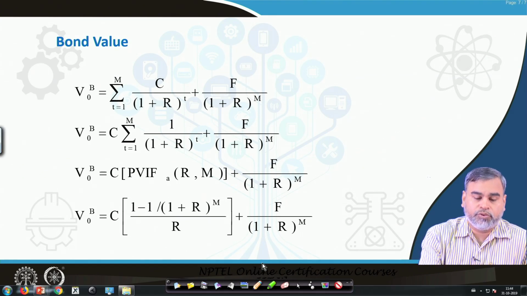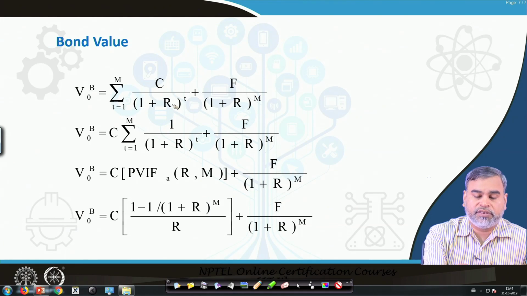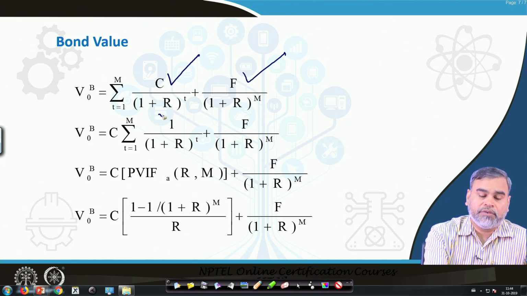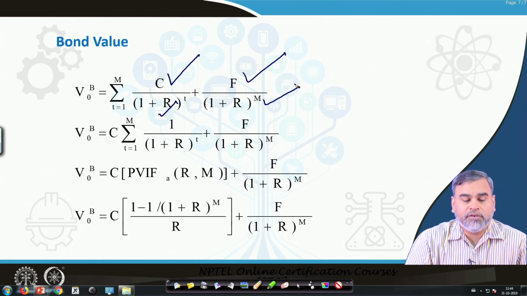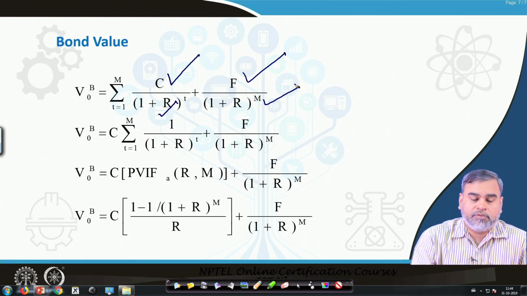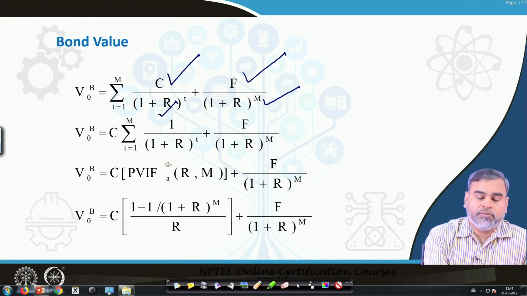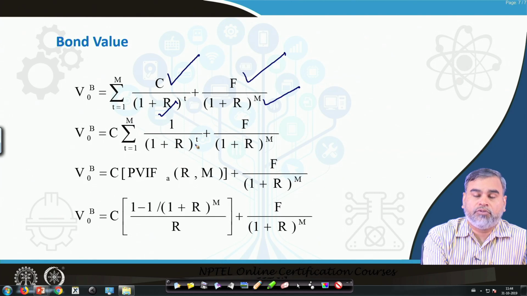It looks like this: C by (1 plus r) to the power t plus F by (1 plus r) to the power m. Here C represents the periodic cash flow, F represents the face value, r represents the discount rate, and m represents the maturity period. If you take C common, it is C times the summation from t equal to 1 to m of 1 by (1 plus r) to the power t, plus F by (1 plus r) to the power m.